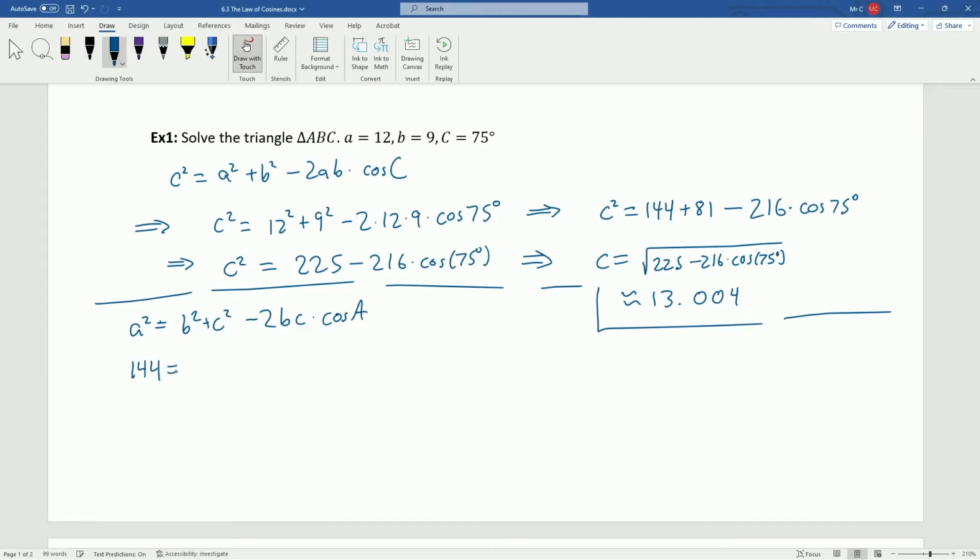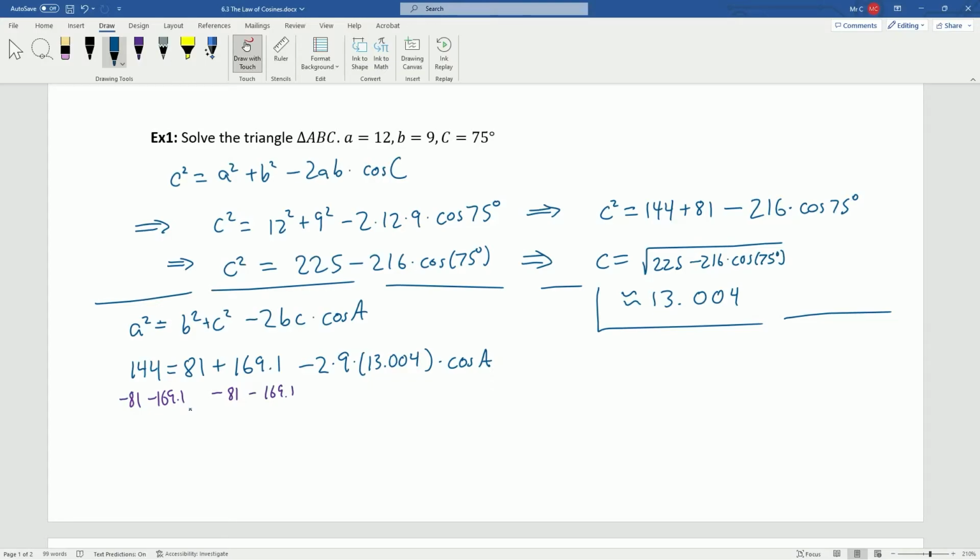That gives me 144 equals 81 plus, and when I take the value for c here and plug it into a calculator and square it, I get approximately 169.1 minus 2 times b, which was 9, times c, which was roughly 13.004, times cosine of A. So now I'm going to subtract 81 and 169.1 from both sides of the equation. And let's see what we get.